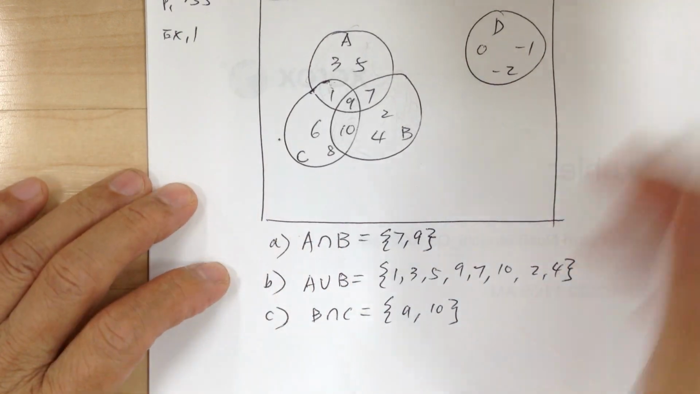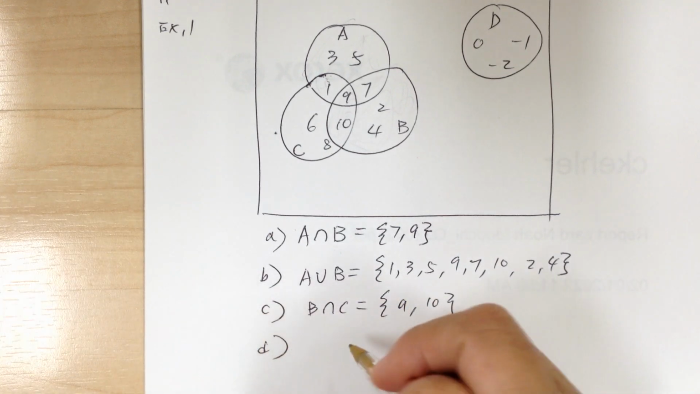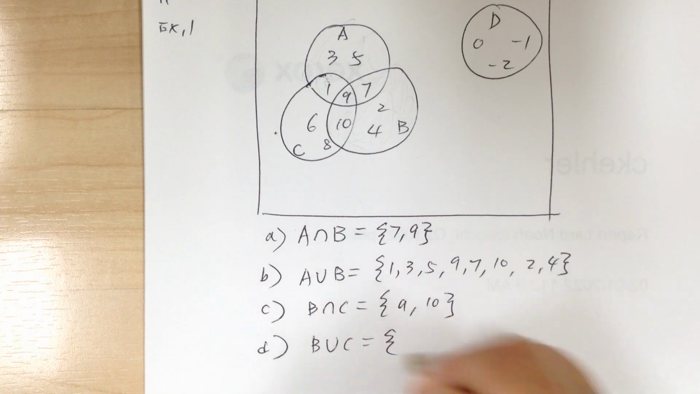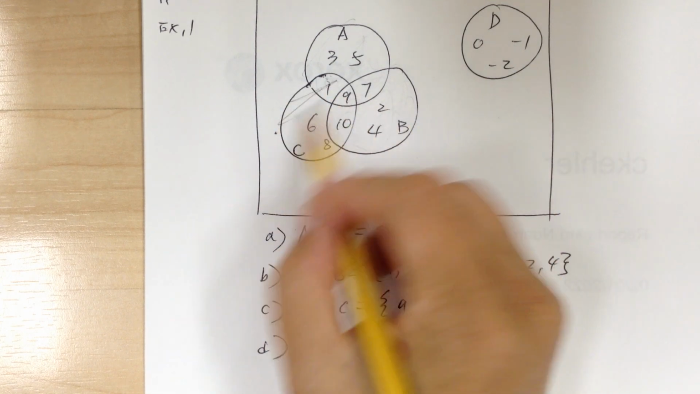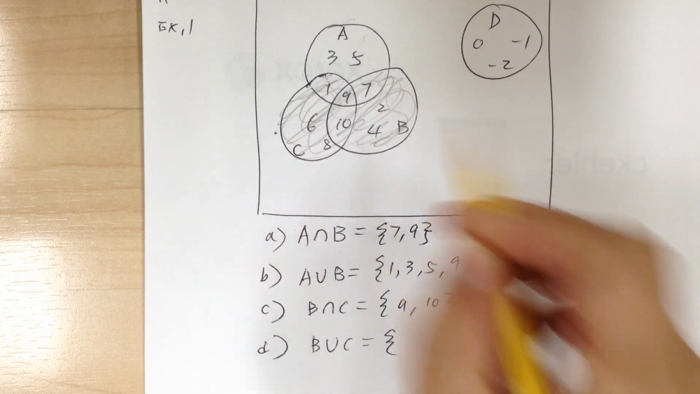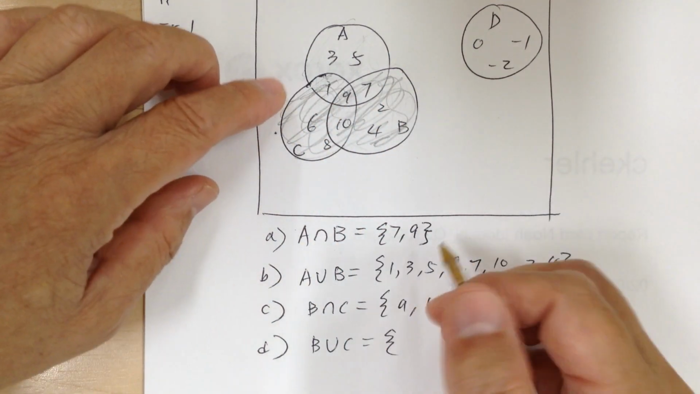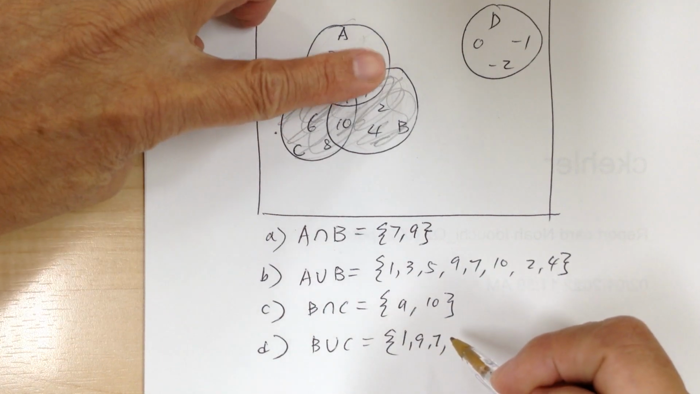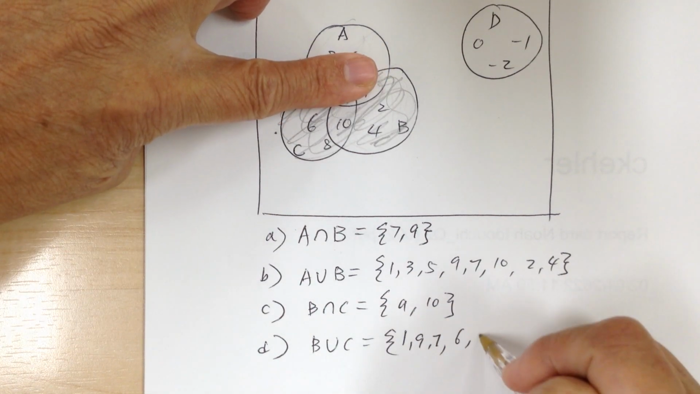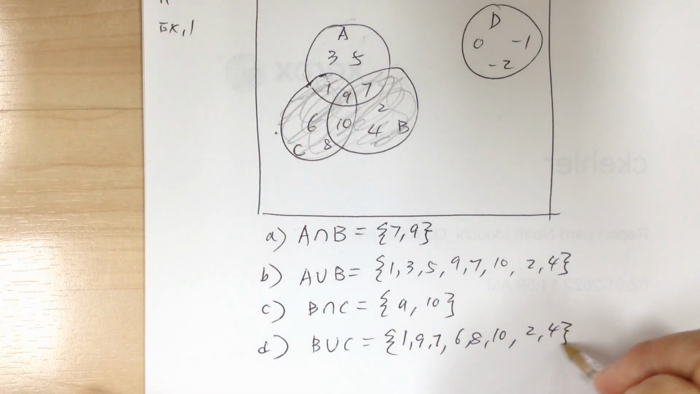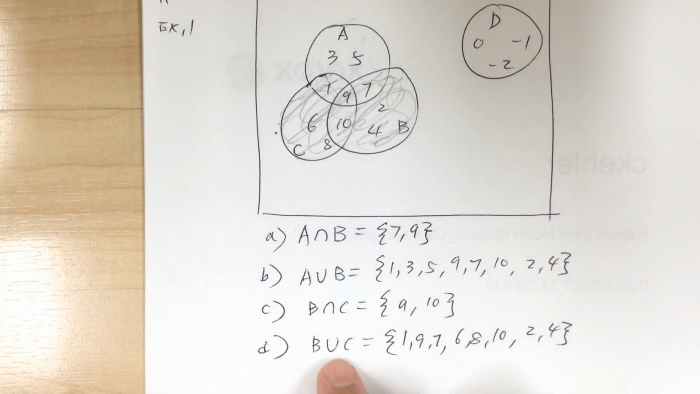So let's go to D. We got B union C. So B union C would be this right over here. So you're going to have 1, 9, 7. The order does not matter. 1, 9, 7, and you're going to get 6, 8, 10, and then you got 2 and 4. So that's B union C.